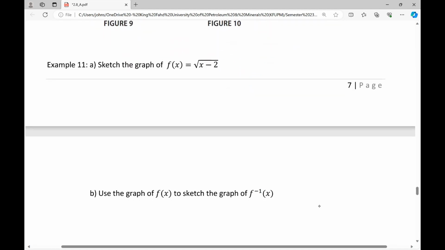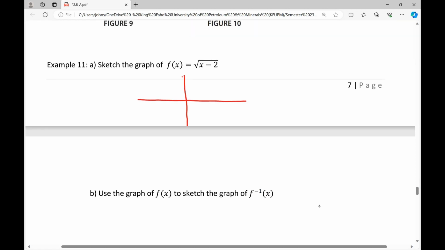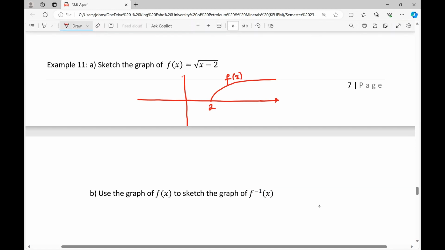So let's try to do this one. Example 11 says sketch the graph of this function. We know the graph of this function is just the graph of f of x equals root of x. But because of this minus 2, it is shifted 2 units to the right. So it is something like this. This is the graph of f of x equals root of x minus 2.